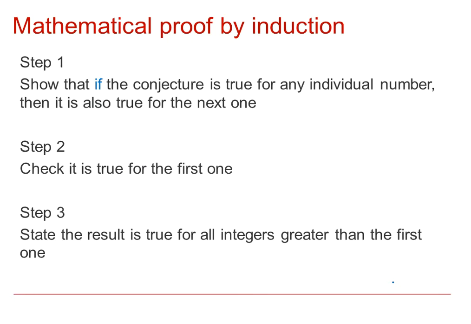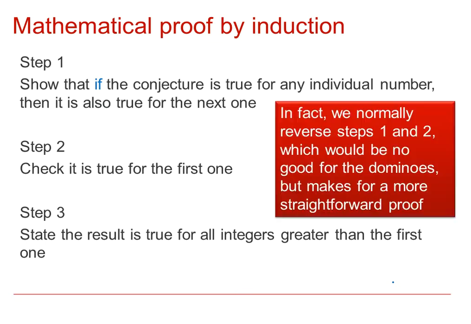So we could think of this as 3 steps. Show that if the conjecture is true for an individual number, then it is also true for the next number. Check that it is true for the first number, and state the result is true for all the integers greater than the first one. In fact, we normally reverse steps 1 and 2, which wouldn't be very sensible with a domino analogy, but makes for a more straightforward proof in mathematics.